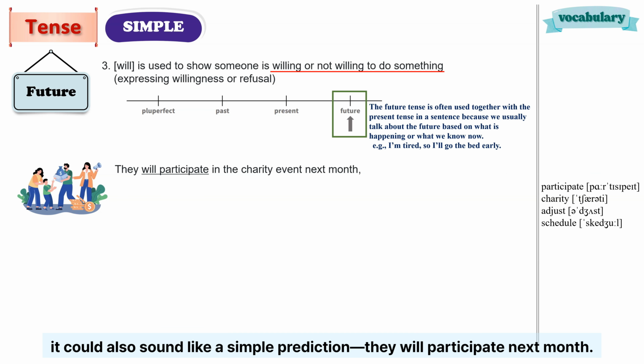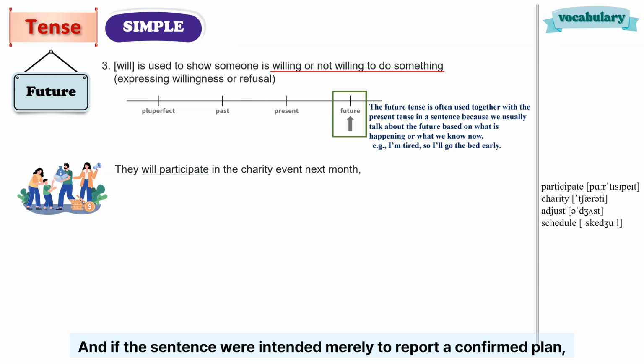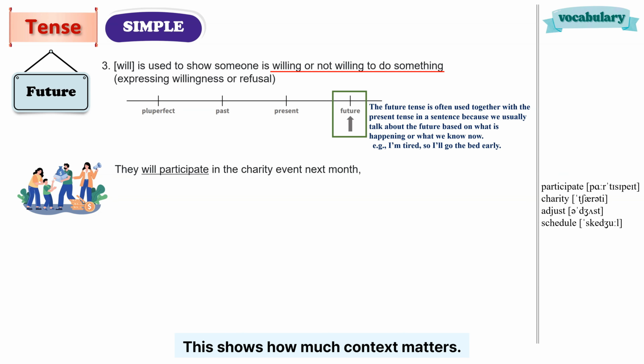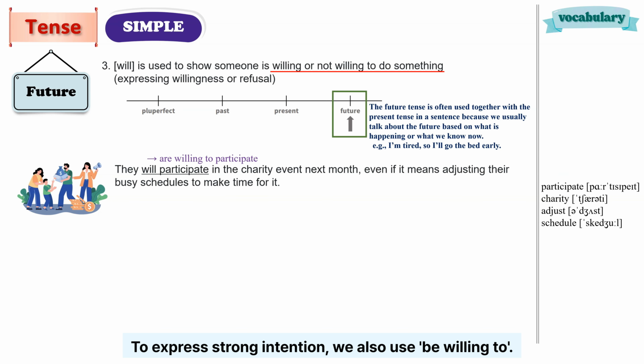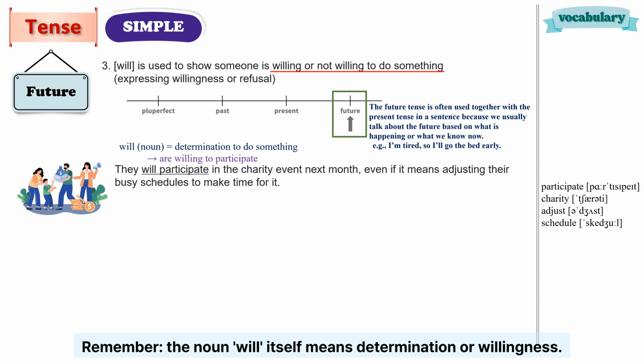They will participate next month. And if the sentence were intended merely to report a confirmed plan, using the present continuous would sound more natural. We'll discuss that later in this video, in point 15 on the future tense. This shows how much context matters. To express strong intention, we also use be willing to. Remember, the noun will itself means determination or willingness.